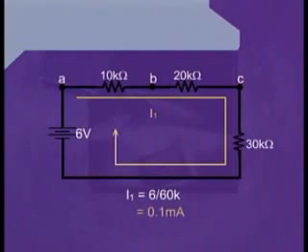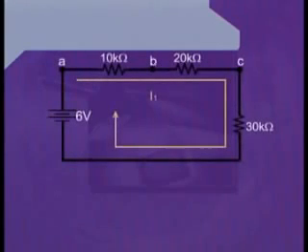Further simplifying it, because we are interested in the value of I1 before we can calculate the voltage VAC, we can write I1 is equal to 6 divided by 60K, and this factor of kilo will come at the top to become milli. Therefore, 6 by 60 will be 0.1. Hence, I1 will be equal to 0.1 milliamperes.